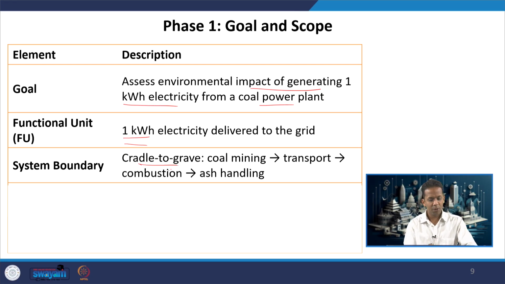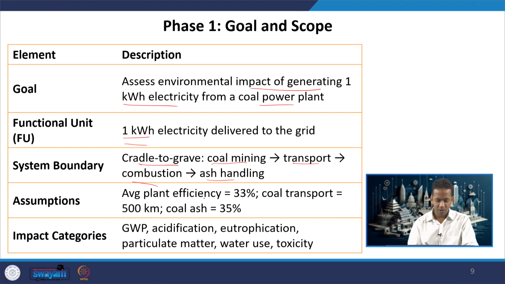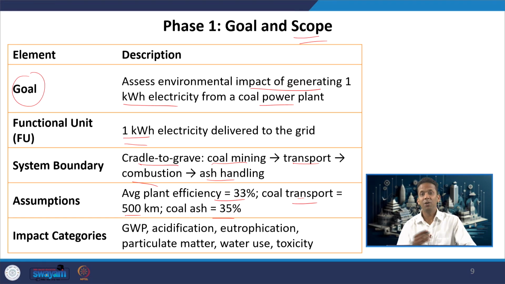System boundaries: cradle to grave, because we are starting from coal mining to transport to combustion and to handling of ash after the coal is burnt to generate power. Assumptions: the average plant efficiency 33%, coal transport distance 500. These are just some assumed numbers, or they can be obtained from a real case study. And impact categories, because after the goal is set, you have to set the scope also, like what would be the boundary of the system, the assumptions, the categories of impact that we are going to estimate.